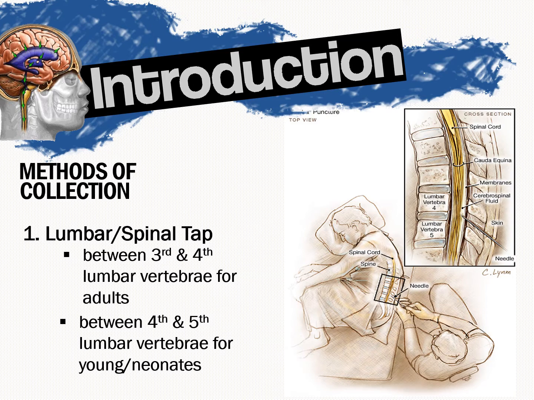There are 4 different methods of collecting CSF. The first one and the most common is the lumbar or the spinal tap. For adults, this is performed by inserting the needle between the 3rd and the 4th lumbar vertebrae. Using this site avoids damage to the spinal cord in adults because the spinal cord does not extend that far down. For the young patients or neonates, the needle is inserted between the 4th and the 5th lumbar vertebrae. This is used since the spinal cord may extend that far in small children and infants.